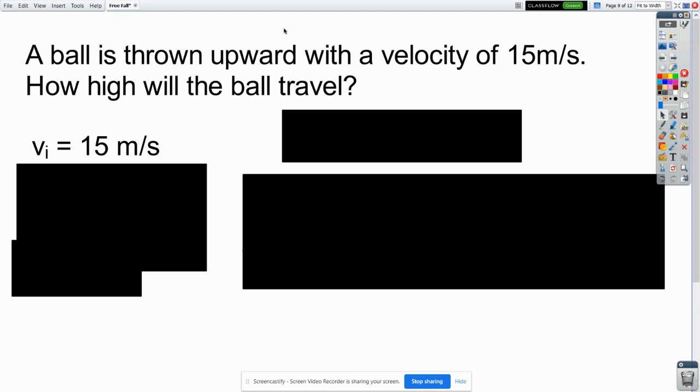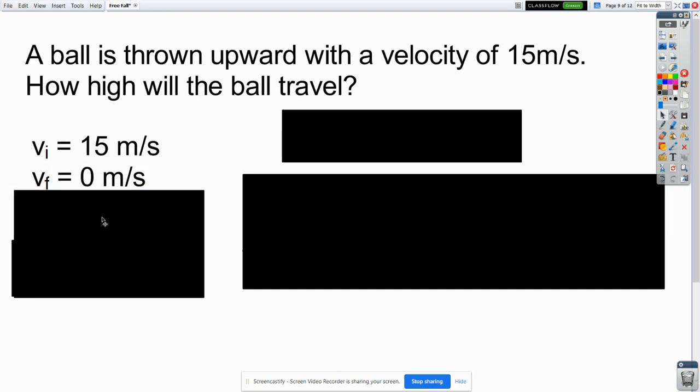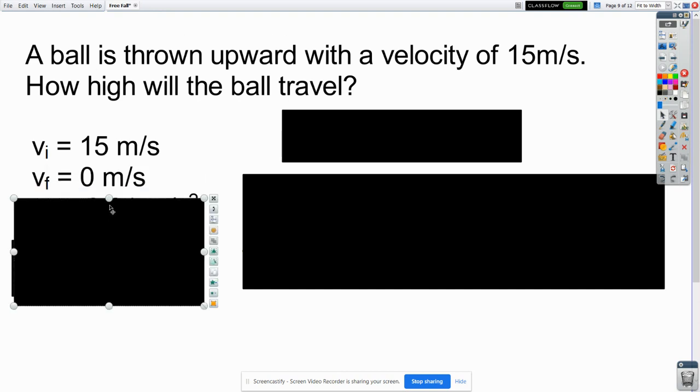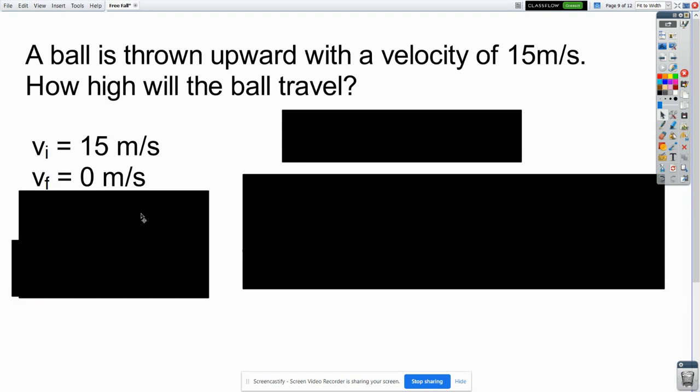So we have to think about what else do I know? Well, I know VF is going to be 0. And the reason VF is 0 is because when you throw something in the air, it starts off moving quickly, and then it slows down, slows down, slows down, and then stops for a split second. That is your VF, where it stops for the split second.